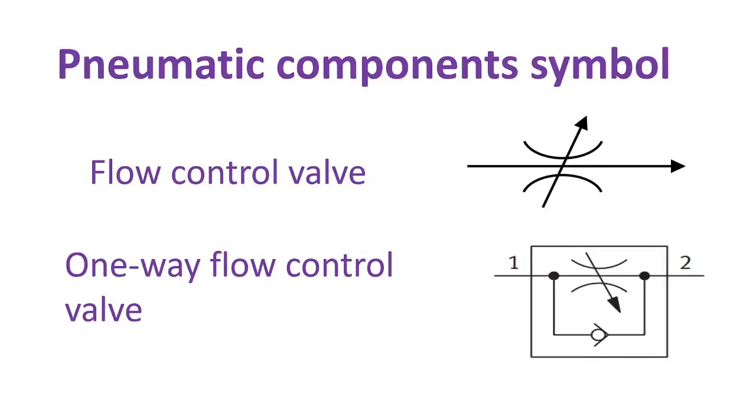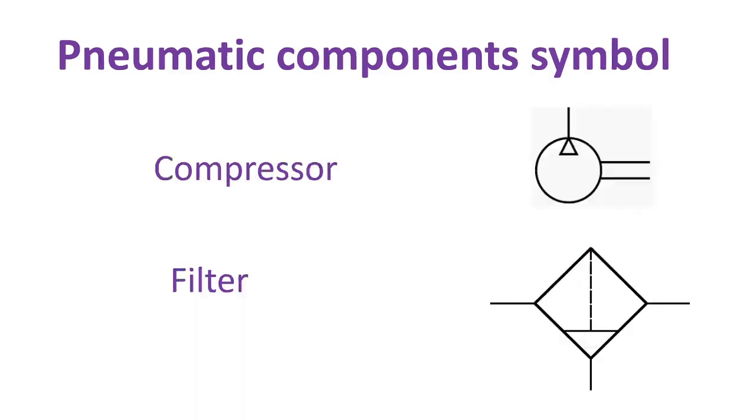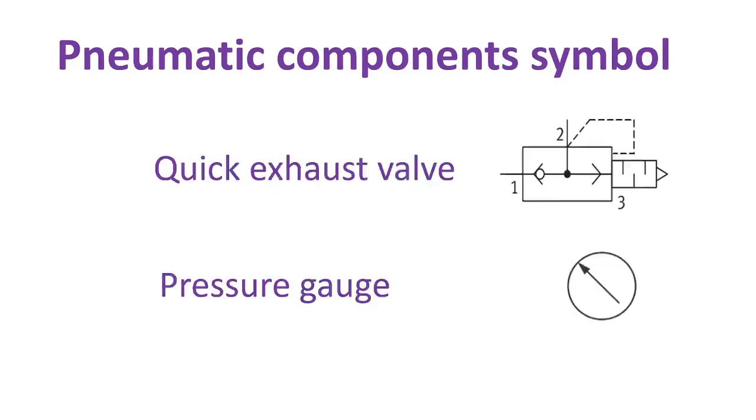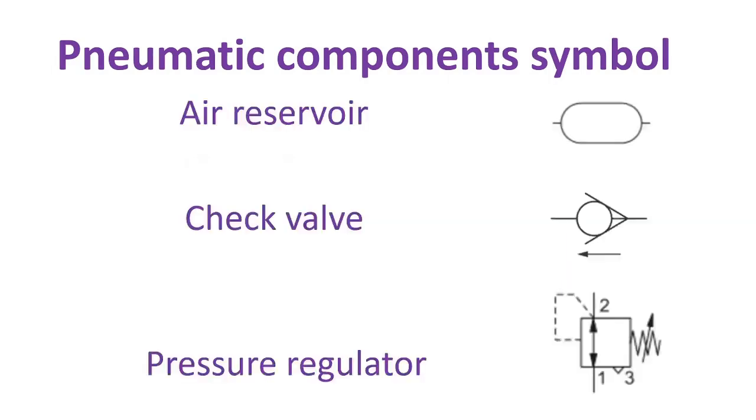This is the symbol of a flow control valve. Next, the symbol of a one-way flow control valve. Symbol of compressor. Symbol of filter. Symbol of quick exhaust valve. Symbol of pressure gauge. Symbol of air reservoir. Symbol of check valve. Pressure regulator.